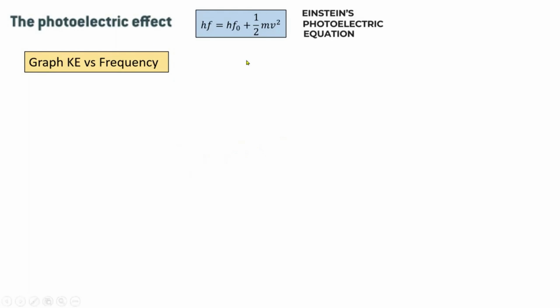Do one thing. Can you make kinetic energy K the subject from this equation? So what will you get? hf minus hf naught. And then what kind of equation or what kind of curve will we have? A parabola, a straight line, or what? How do we check?